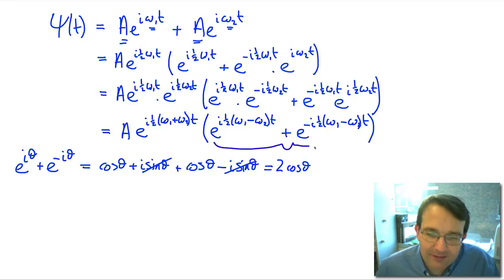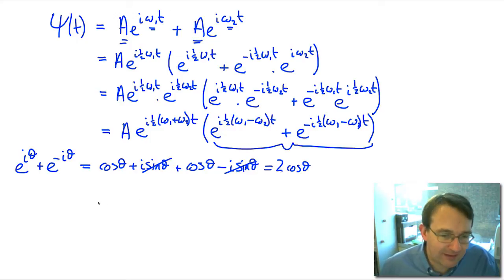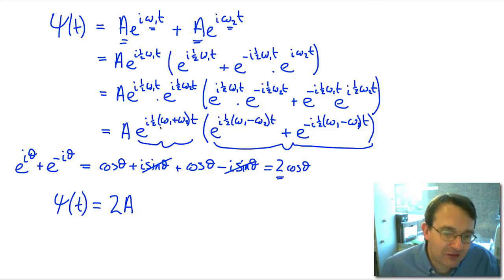Now compare that to this expression here. Well, if I set theta to be a half of omega 1 minus omega 2 times t, then by adding these two terms together, I'm just going to get 2 times the cosine of a half omega 1 minus omega 2 times t. So what does that leave me? Well, that leaves me with psi of t, our combined wave function. Well, I get a factor of 2 from this, so it's going to be 2 times a. And I'm going to drop the implied real notation now. So this, the real part of this, is just cosine of this.